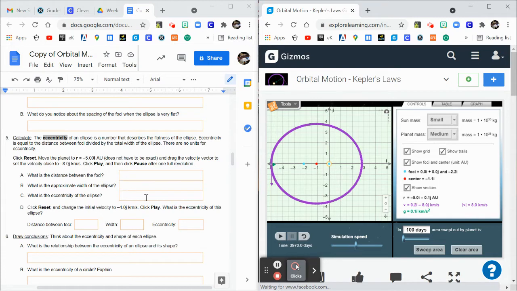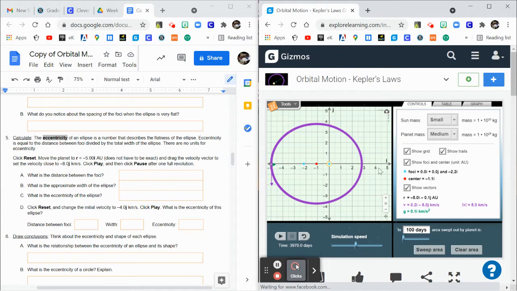What is the distance between the foci? Now here's the thing. The focus is on top of the sun, right? That is Kepler's first law. It is at 0, 0. There it is, 0, 0. Now the other focus, look here. It tells you right here: foci 0, 0 and minus 2.2, minus 2.2.